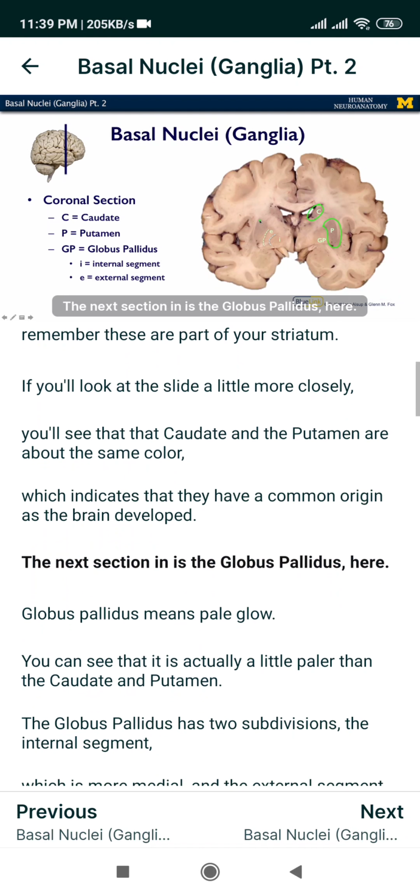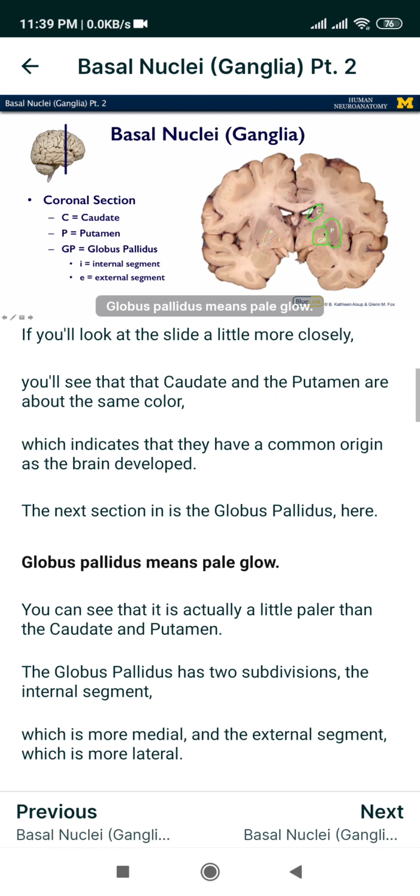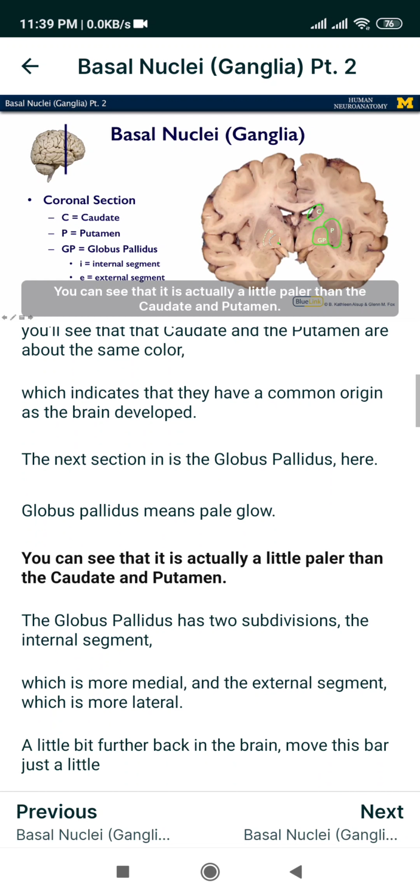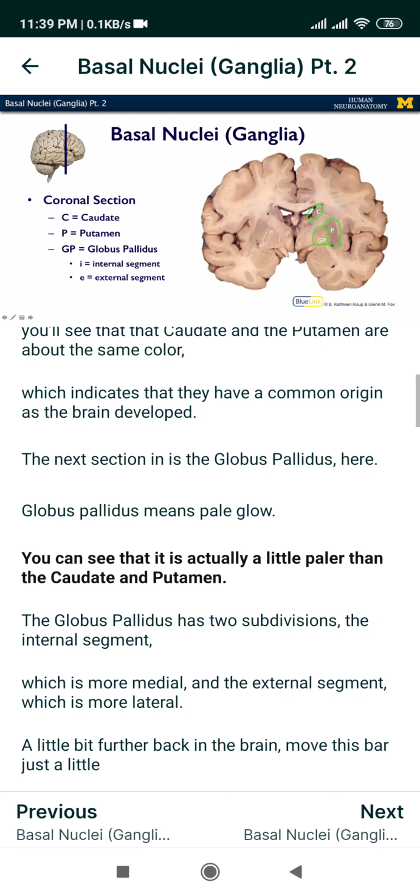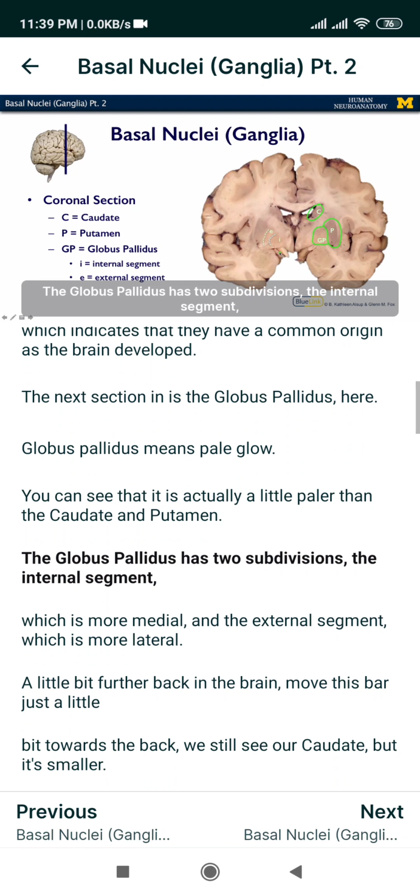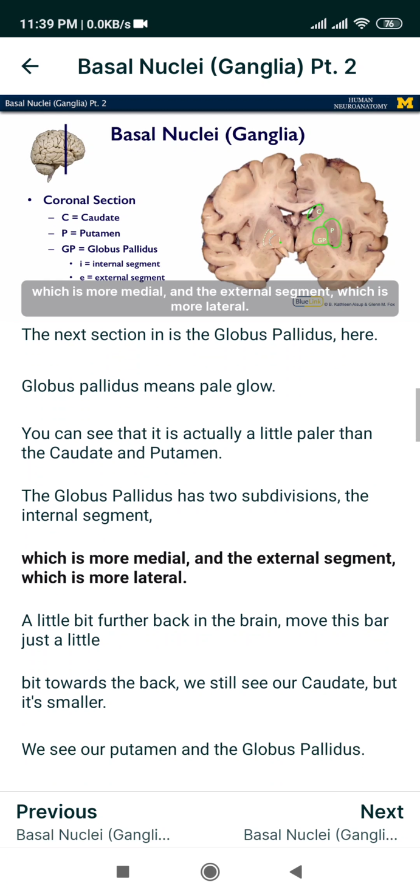The next section in is the globus pallidus here. And globus pallidus means pale globe. And you can see that it is actually a little paler than the caudate and putamen. The globus pallidus has two subdivisions, the internal segment, which is more medial, and the external segment, which is more lateral.